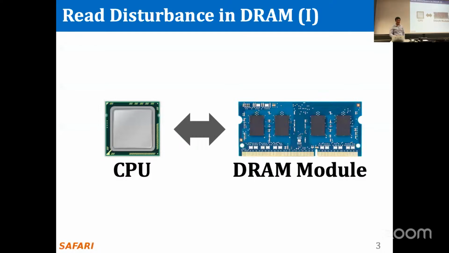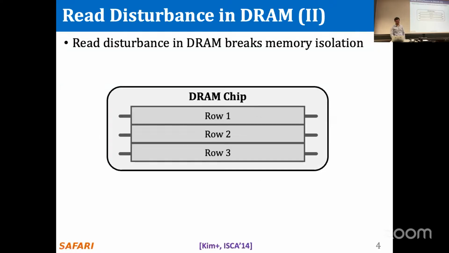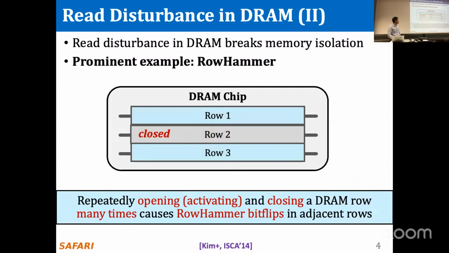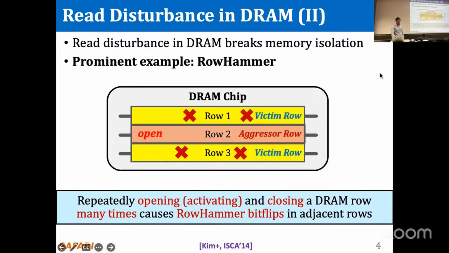You know what this is. This is a typical DRAM-based computing system with a CPU and a DRAM module. We will look at a simplified depiction of the chip to understand another thing, read disturbance. Read disturbance has significant system-level implications because it breaks memory isolation. A prominent example is RowHammer. When you repeatedly activate a row many times, you can cause bit flips in neighboring DRAM rows. We call the repeatedly activated row the aggressor row, and the rows with bit flips victim rows.